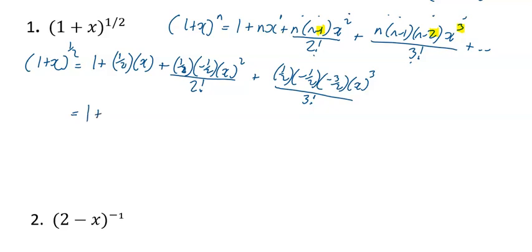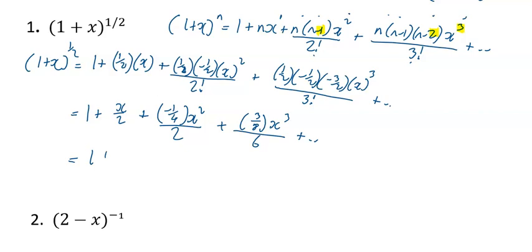The first one, that's just 1, and then a half times x, that's just the same as x over 2. And then over here, I'm going to have a half times minus a half, which would be minus a quarter, and then that's times the x squared, and 2 factorial is going to be 2. And over here it's going to be a half times minus a half, which would be minus a quarter, and then times minus 3 over 2, which would be plus 3 over 8, and then that's times x cubed. Sorry, I don't need that bracket around that anymore. Times the x cubed, and 3 factorial is 1 times 2 times 3, which is going to be 6.